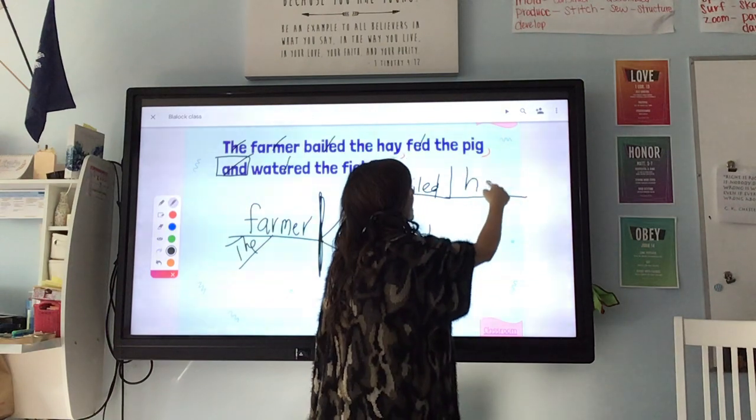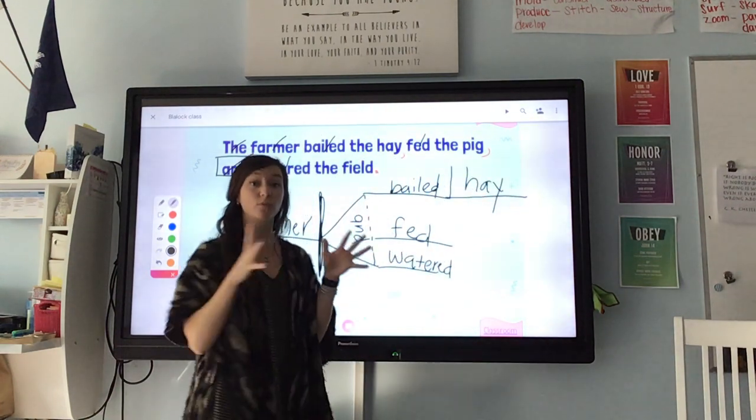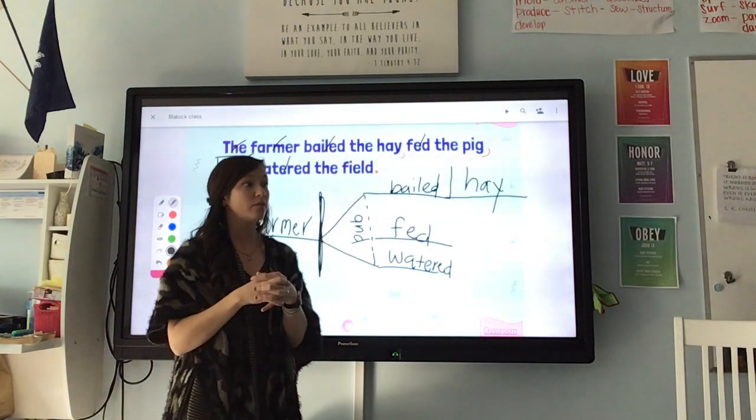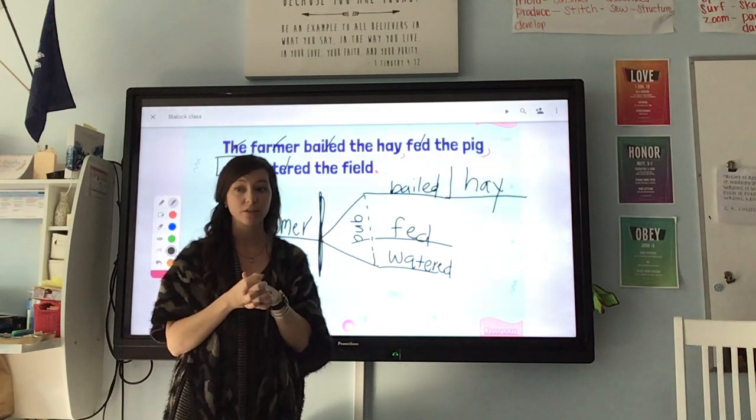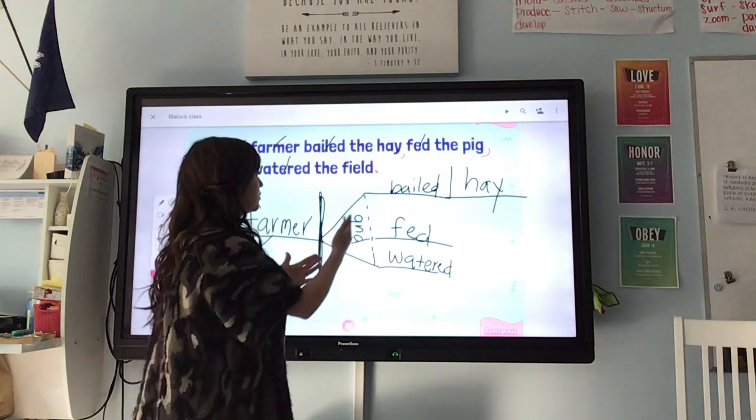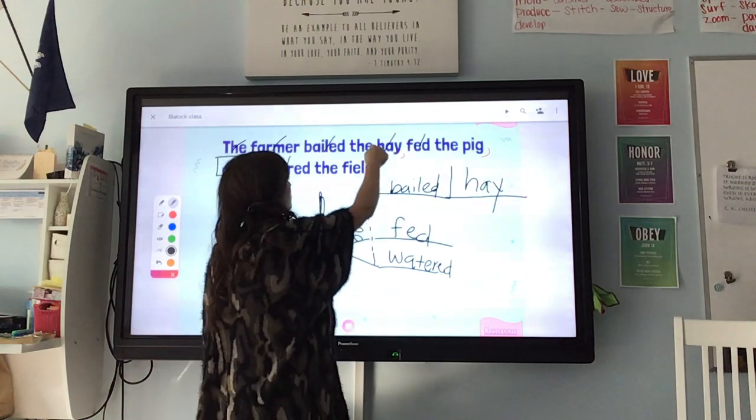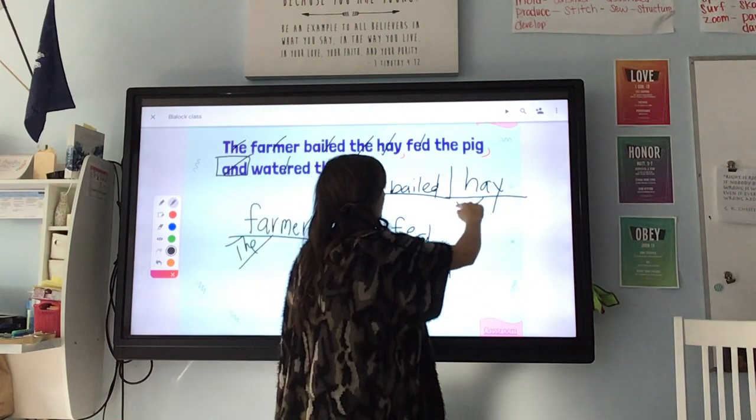This is always fun. And people often mess this up, so you've got to really think, right? Articles cannot go under verbs. They have to go under nouns. Bailed what? Bailed hay, so that's a direct object. And the goes under hay.